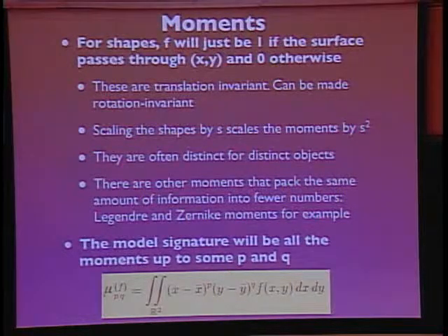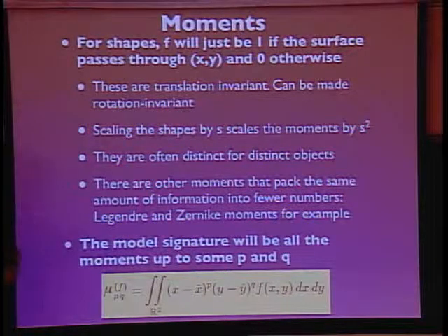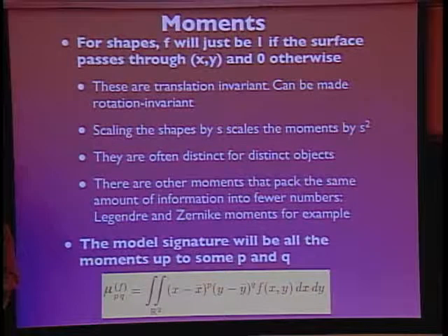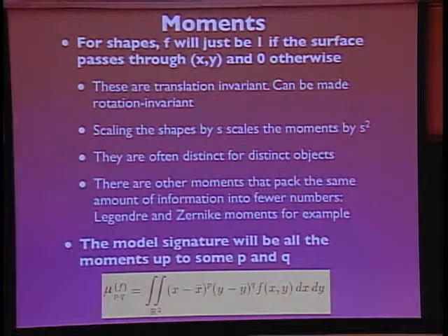So one nice thing is that these things are translation invariant, and they can be made rotation invariant by combining the moments together in various ways, which I will not get into. What I told you about are what are called geometric moments, but there's a way to basically compress all the information that's in the geometric moments into a smaller number of numbers called either Legendre or Zernike moments, which again I don't think I'm going to have time to get into.